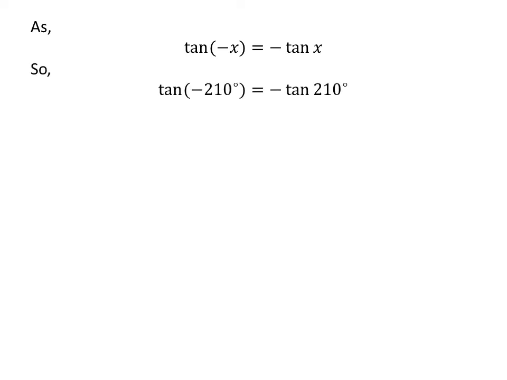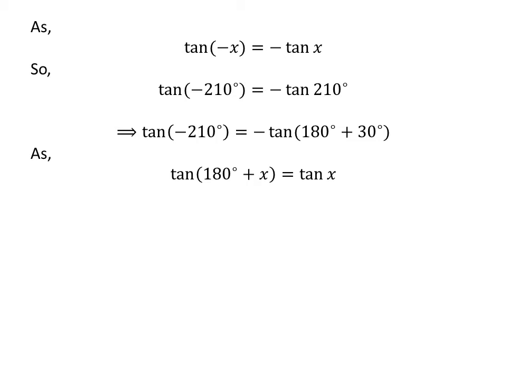Let us apply the above identity for tangent of minus 210 degree. Here x is 210 degree. So tangent of minus 210 degree is equal to minus tangent of 210 degree. As 210 degree is equal to 180 degree plus 30 degree, so tangent of minus 210 degree is equal to minus tangent of 180 degree plus 30 degree.